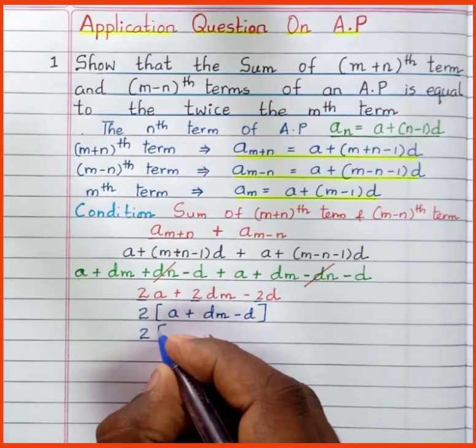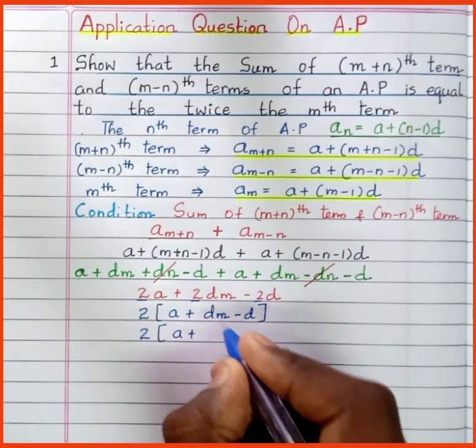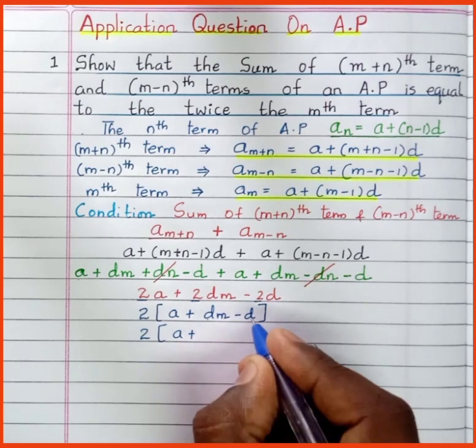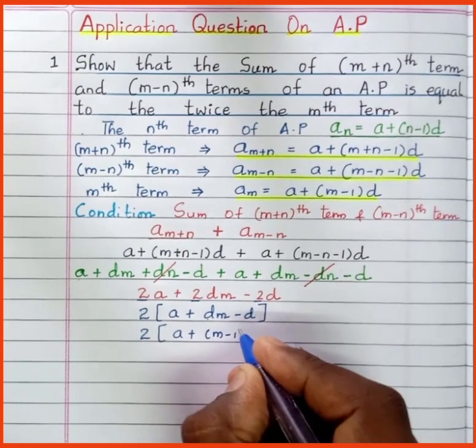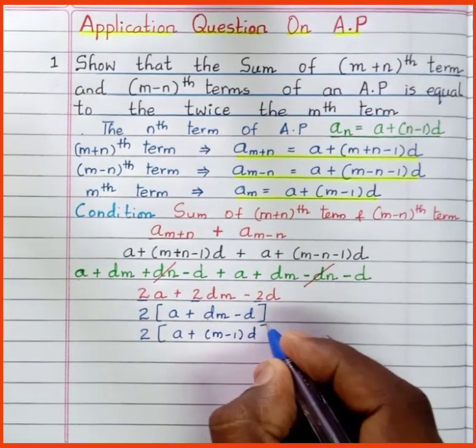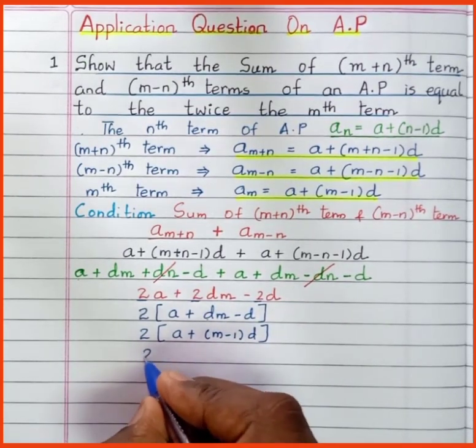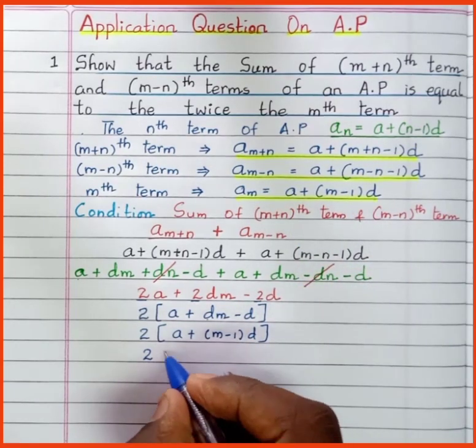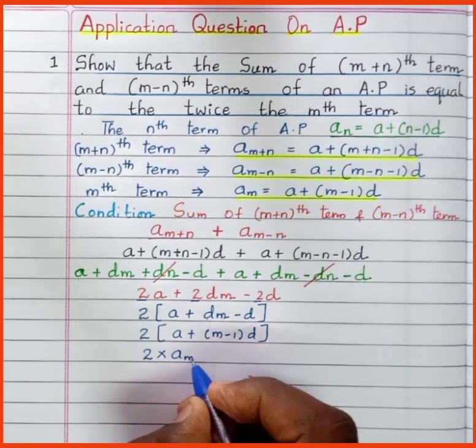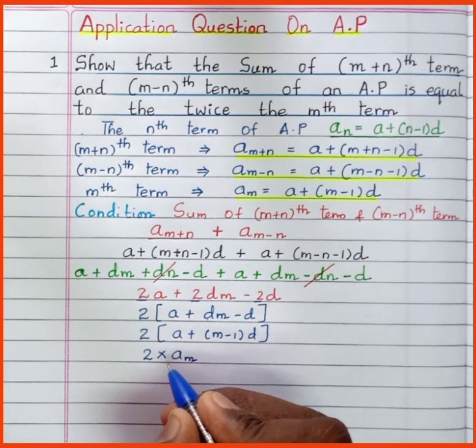Again, in the algebraic expression dm minus d, what is the common factor? Common is d. Now what is the remaining term? If we take out d as a common factor, m minus 1 is the remaining term, that is a plus m minus 1 into d. If you observe, what is a plus m minus 1 into d? That is the mth term. Therefore, 2 times the mth term. So we have got the solution.